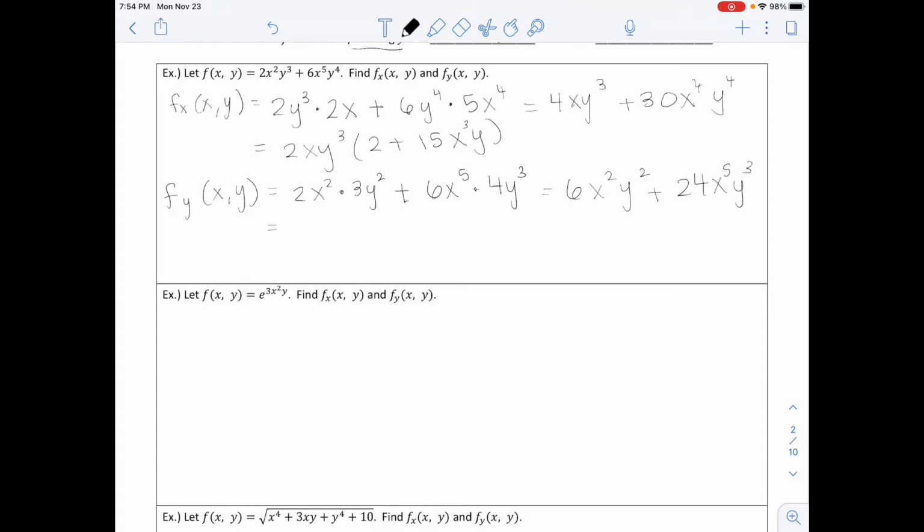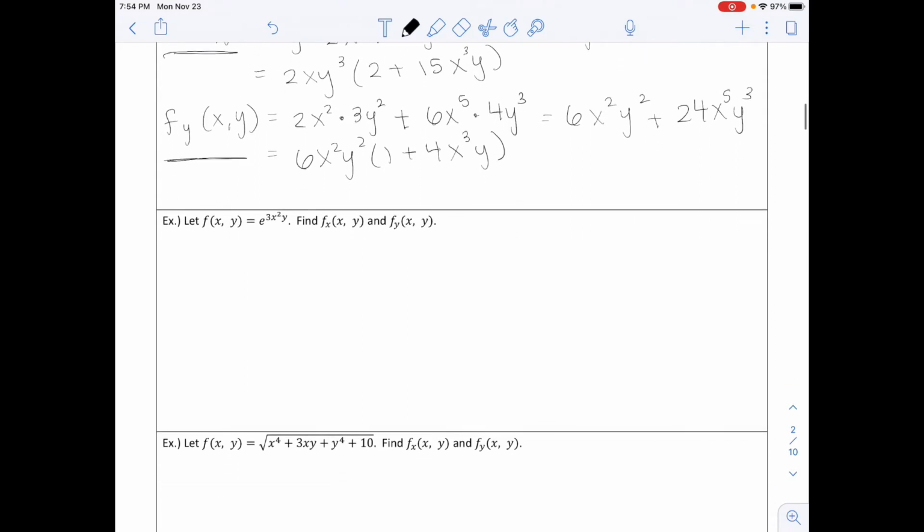And again, we can factor out our greatest common factor. 6 goes into both of those. We have an x squared and a y squared. And then left over in the first term, we have nothing, so we would just write a 1. Plus, we have a 4. We have 3 x's left over, and we also have a y. And so again, those are equivalent answers. And so we took the partial derivative with respect to x, which was f sub x of xy, and the partial with respect to y, which is f sub y of xy.